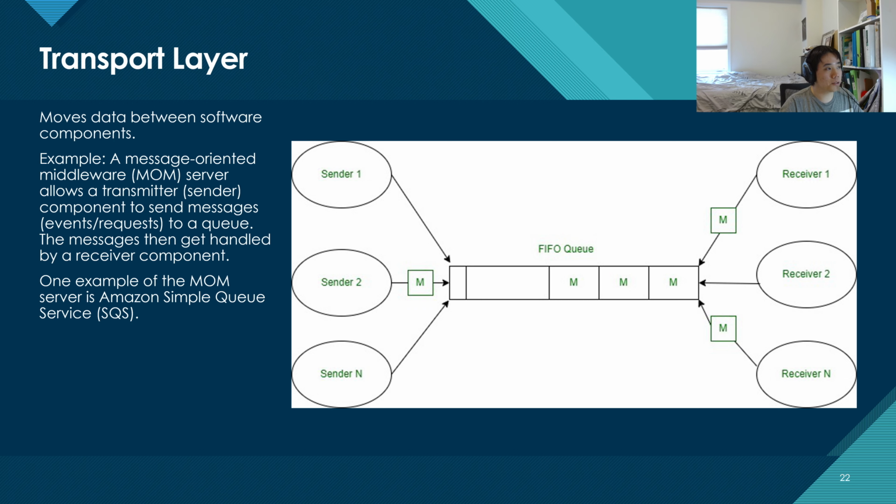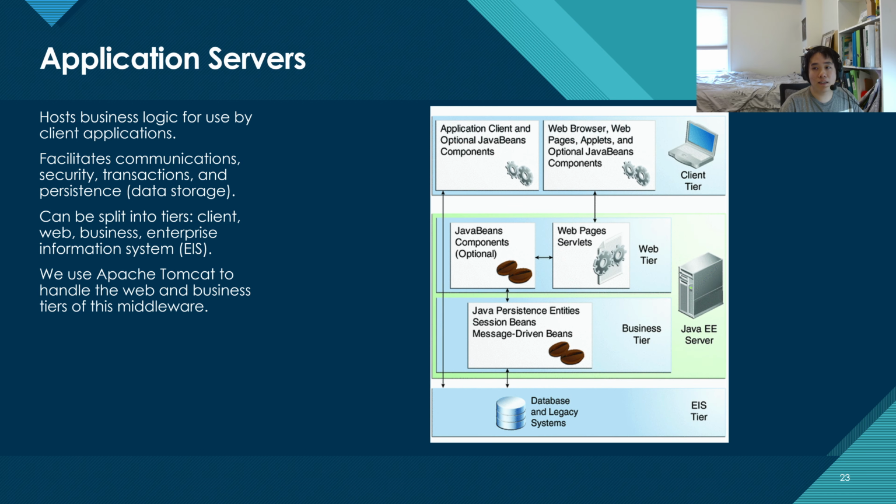So that is the transport layer. The next thing is what we are pretty much dealing with: the application servers. We've mainly focused on this one because it has the business logic that we're gonna implement, and they're gonna be used by client applications.